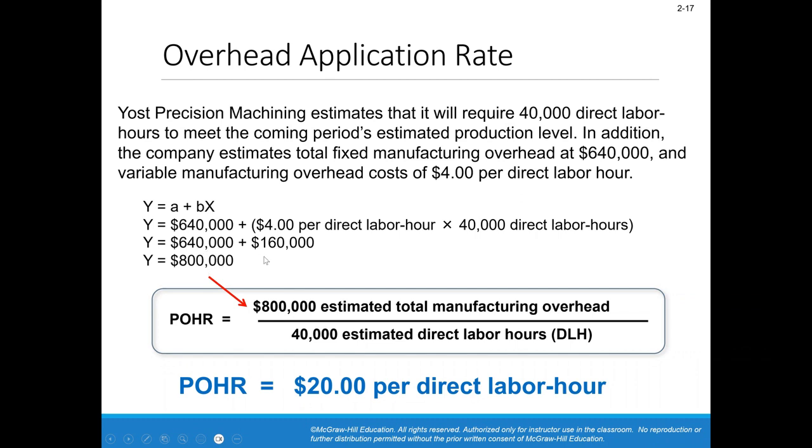So again, the math is fairly simple. And now we've got $800,000 overhead that we have to allocate, and we're going to do it based on 40,000 hours of direct labor. So for every hour of direct labor, we're going to attach another $20 of overhead. And so that gets factored into the product costs.